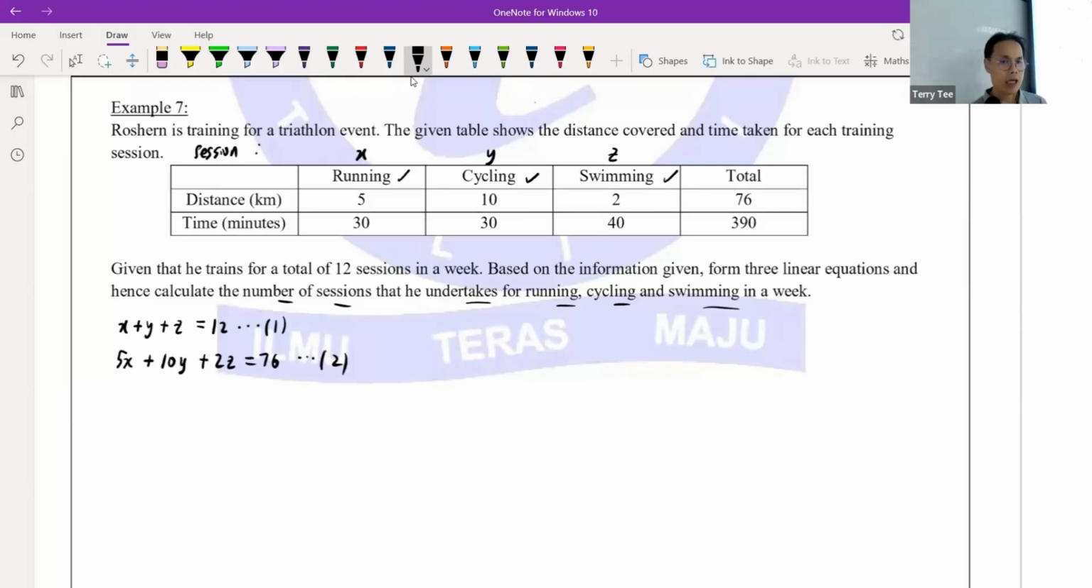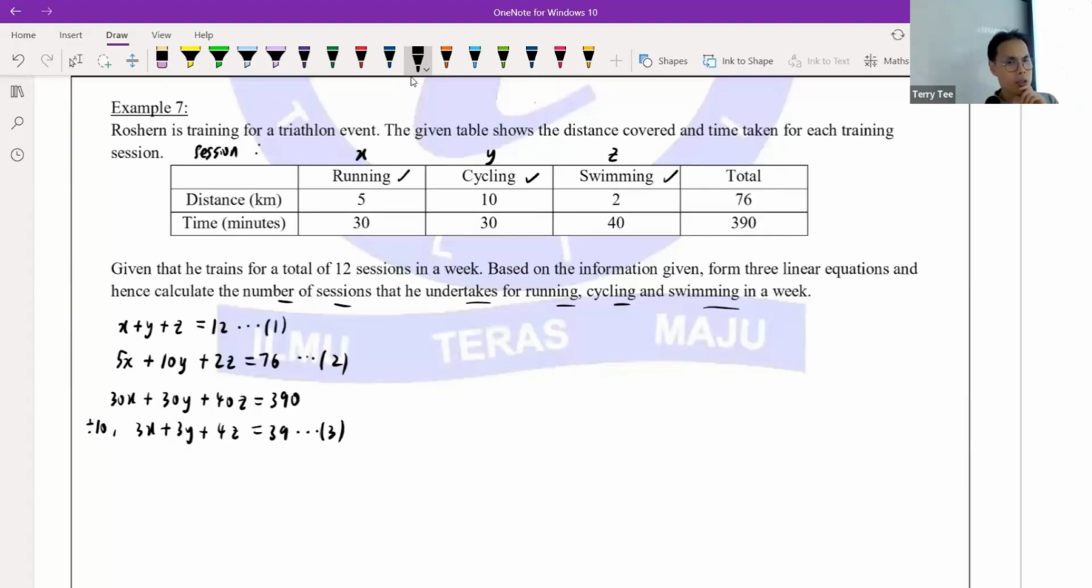All right. Now, how about the time taken for each session? Running, half an hour, 30 minutes for running. So it's 30 times X. Cycling, also 30 times Y. Swimming is longer, 40 times Z. Total time in minutes, 390. So can we just divide everything by 10? Just make the number smaller, 3X, 3Y, 4Z equals 39. Call this equation 3.